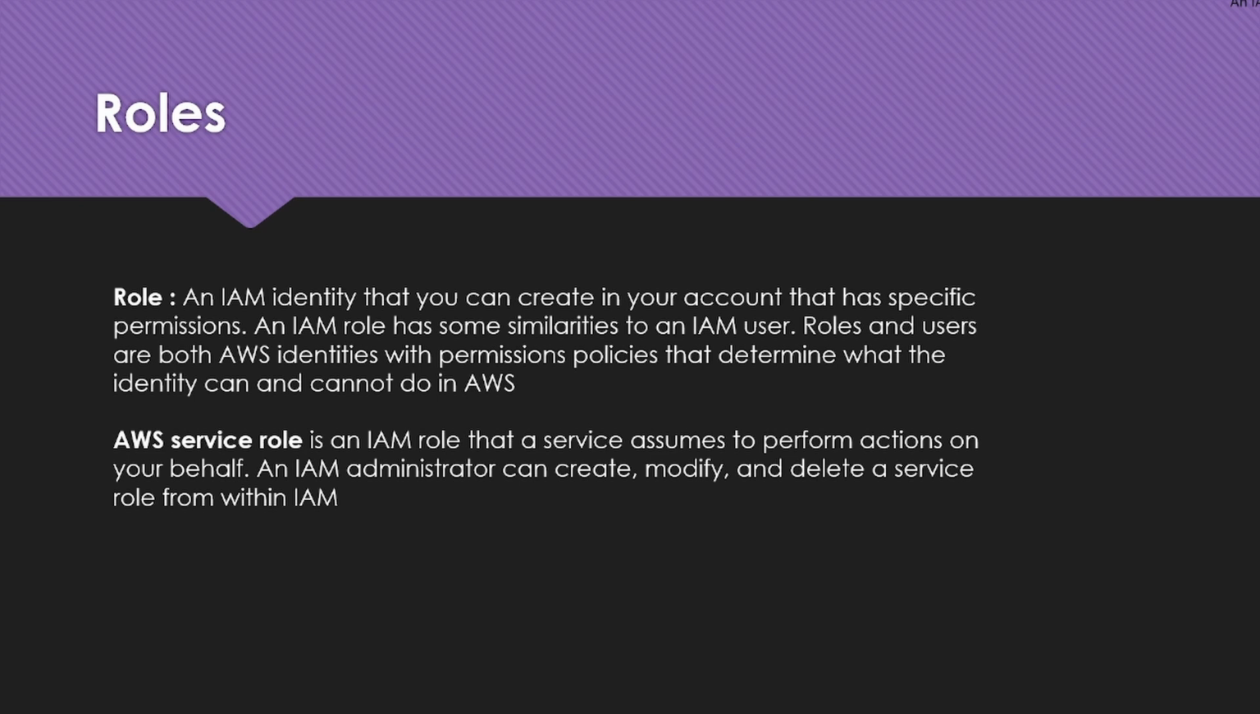So during that time, they probably wanted to have some temporary role, and the temporary role will have some customized permissions or policies attached to it. So during that time, people would use roles. And you have something called AWS service role under the roles itself. An AWS service role is an IAM role that a service assumes to perform actions on your behalf.